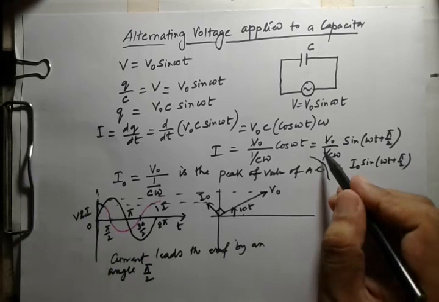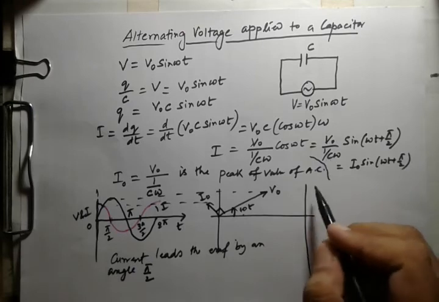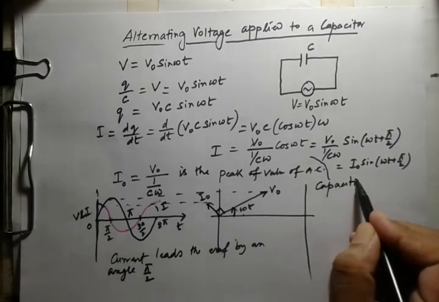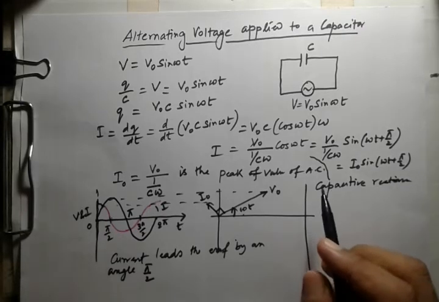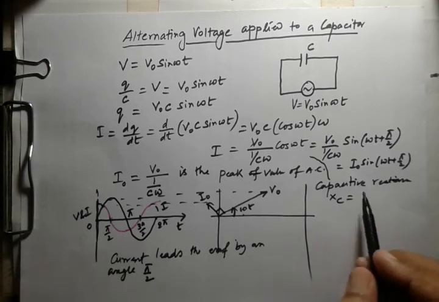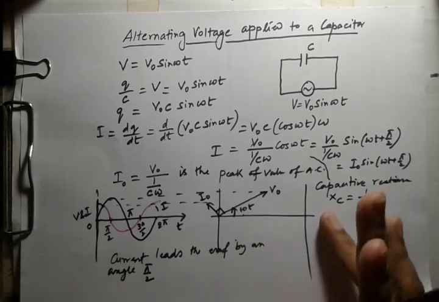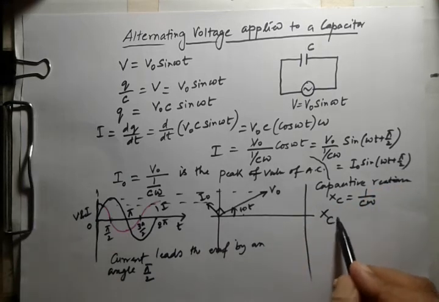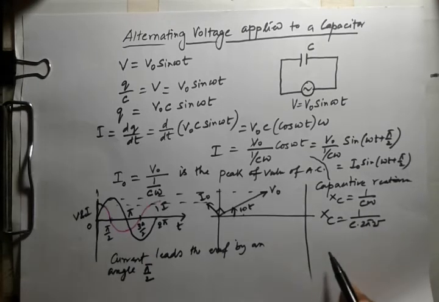Now next one is this 1 by C omega. What is 1 by C omega? 1 by C omega is called capacitive reactance. Capacitive reactance is Xc is equal to 1 by C omega. The SI unit of this one is ohm. So you can write Xc is equal to 1 by C into 2 pi nu. So if you draw a graph between nu and Xc, the graph will become like this.